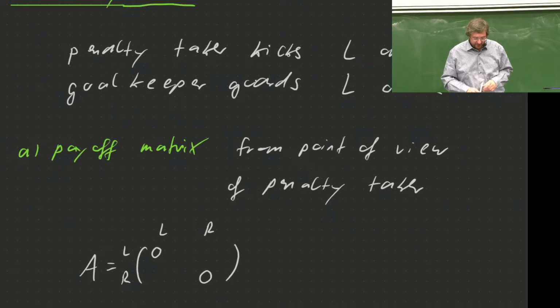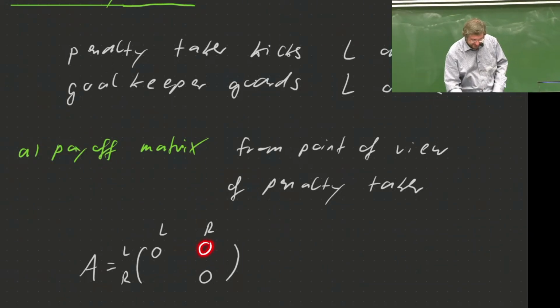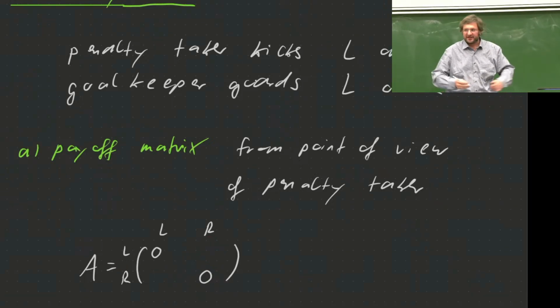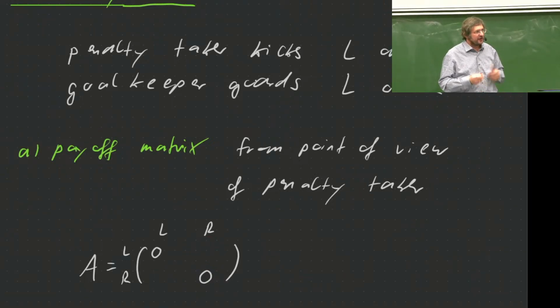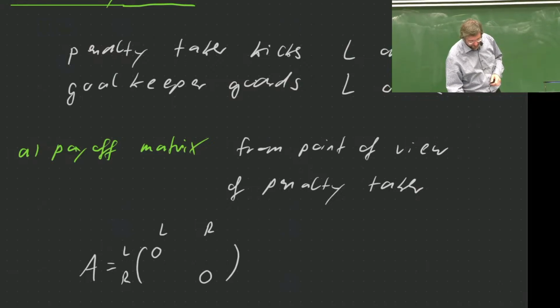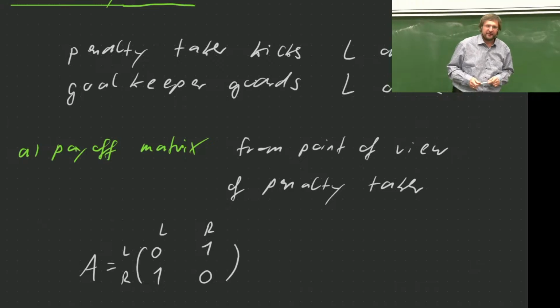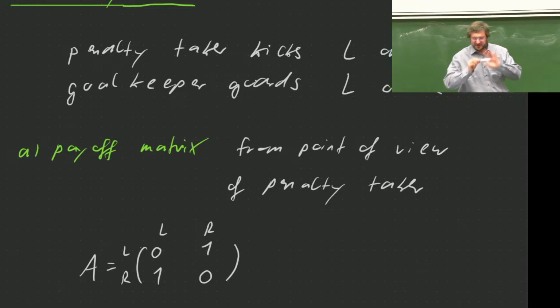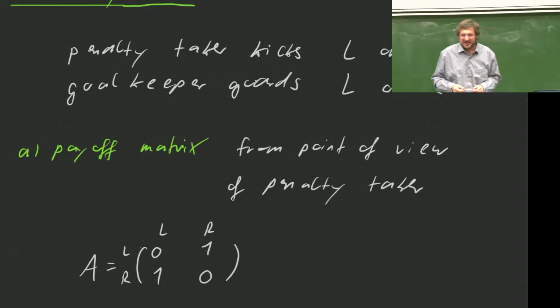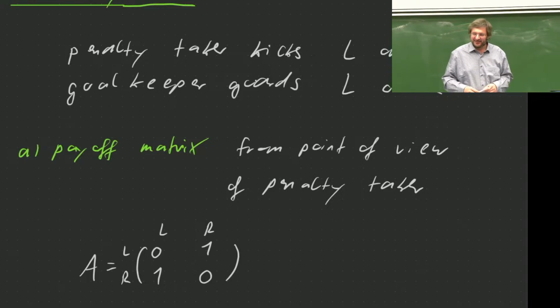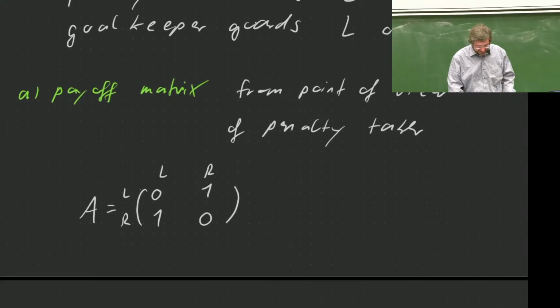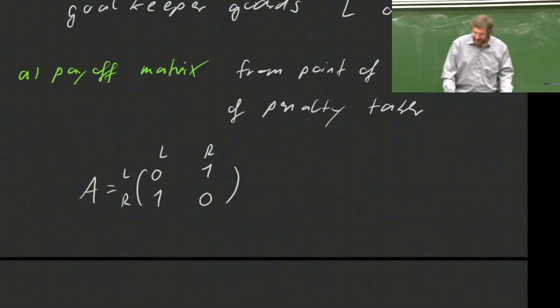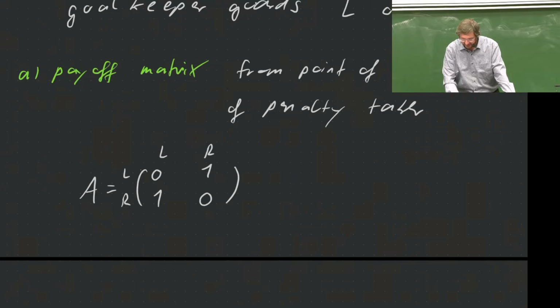And then what is the payoff in the other two situations? Well, of course, in that situation, the penalty taker will be able to score a goal, so that means he gets a payoff of 1. Right? And again, of course, that 1 is kind of arbitrary, just needs to be some positive number, and it should be the same in both situations. Okay, so we work with that payoff matrix here.